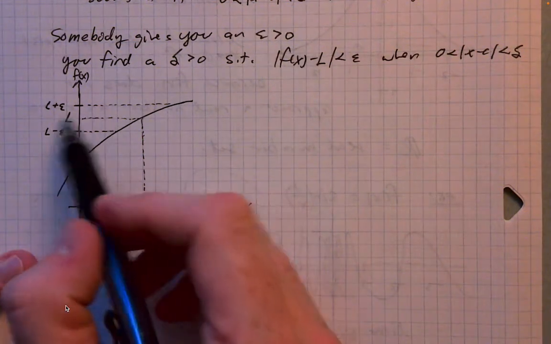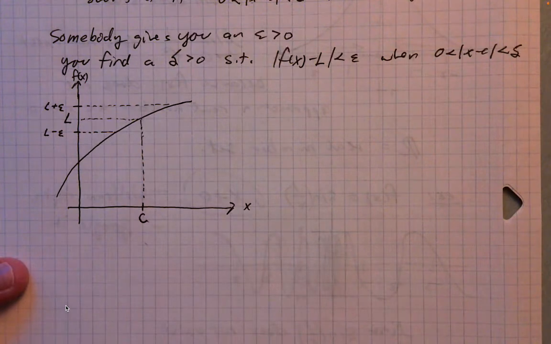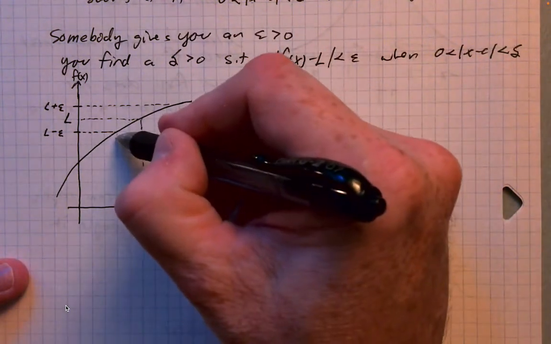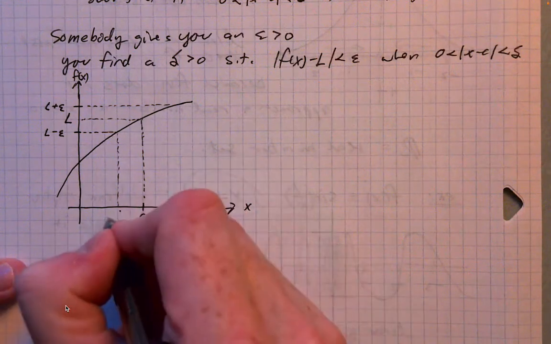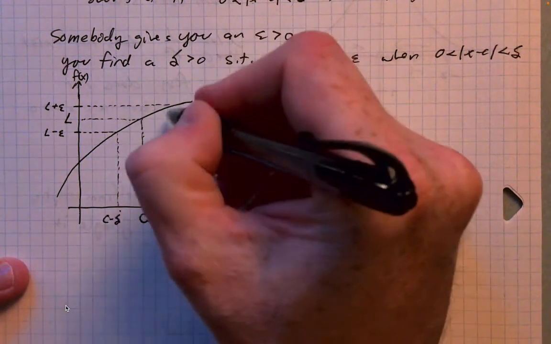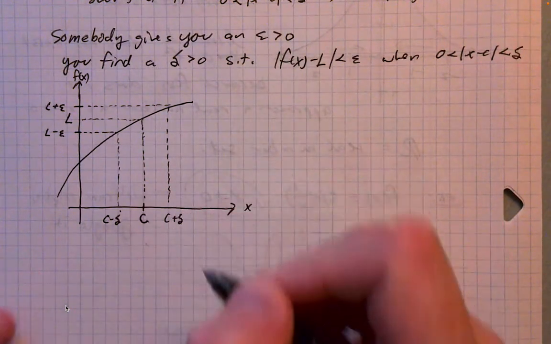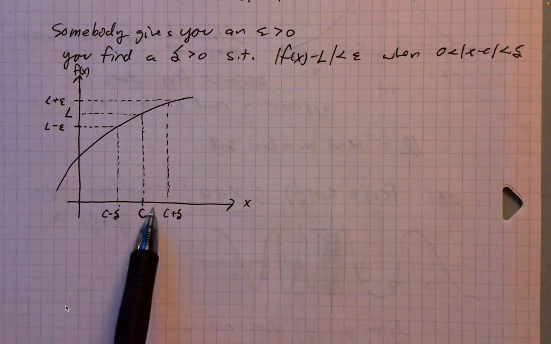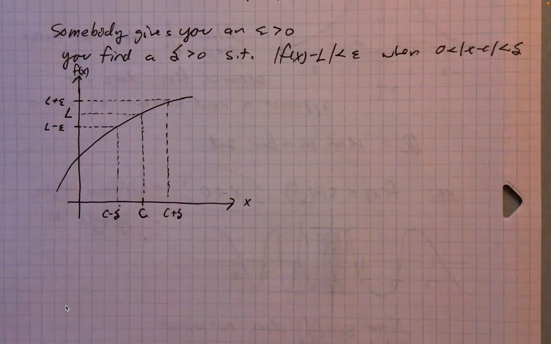Okay, so if somebody gives you a range that they want the value of the function to be in, then in order to prove it, you need to be able to go out and figure out what a delta would be, such that c minus delta and c plus delta would produce a value of f that's within epsilon of L. Okay. So that's the idea with the epsilon delta proof.